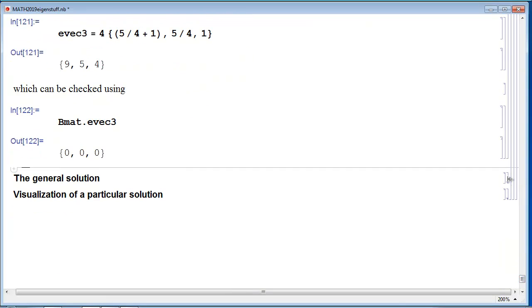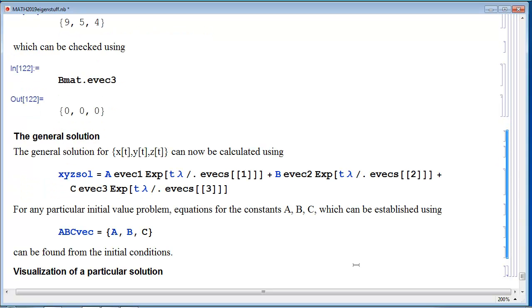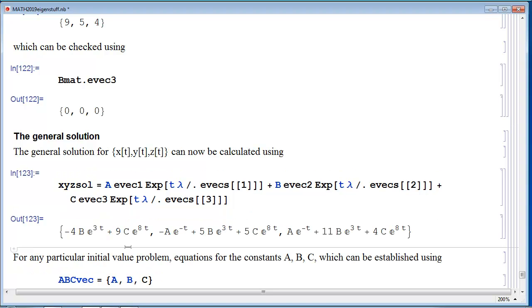So what's the general solution? Well, the general solution will be some constant a times the first eigenvector times the exponential of t times the first eigenvalue, and likewise plus b times the second eigenvector times the exponential of t times the second eigenvalue, and c times the third, and so on. So we execute that. And there's the general solution to the problem.